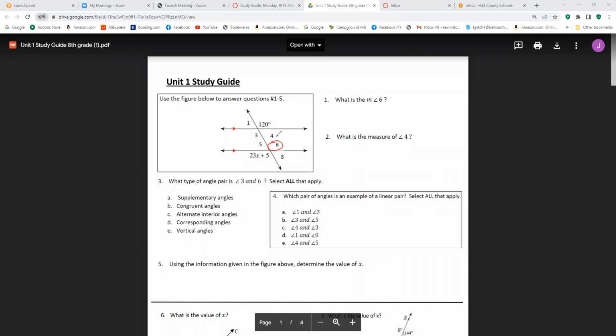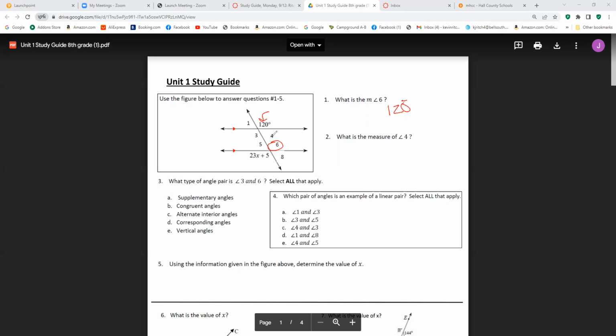So we know that angle 6 and this angle, those are corresponding angles. Corresponding angles are congruent. So if this is 120 degrees, we know that the measure of angle 6 is also 120 degrees. The question number 2 is, what is the measure of angle 4?